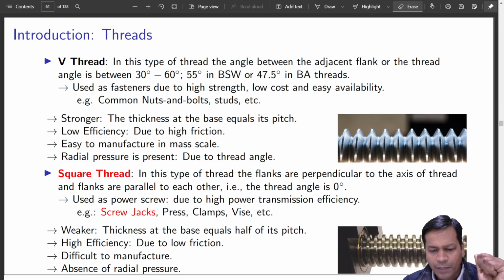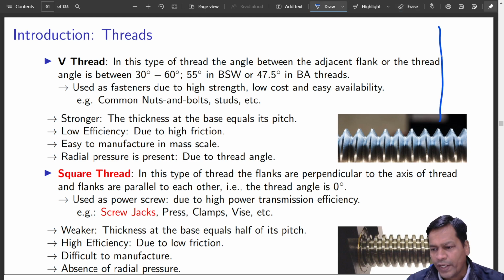So what is this type of thread? In this, the flanks are perpendicular to the axis of thread. So if this is the axis of thread, you have flanks which are like this, is it not? So that is how it looks like. So this is how it is arranged, with an angle between two adjacent ones.